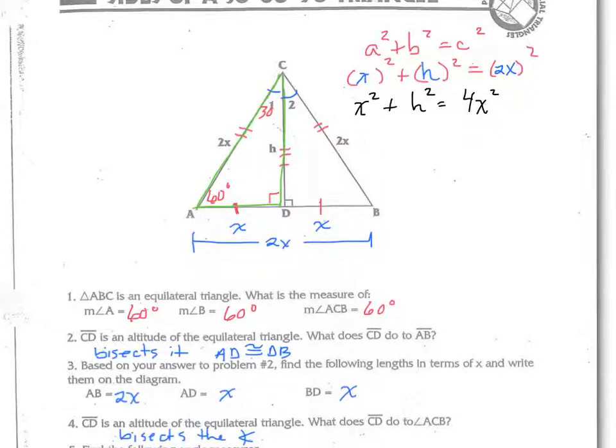I want to get the h squared by itself. So I want to subtract what? x squared. Actually, that's a like term, isn't it? So we're going to subtract x squared from both sides. So I get h squared is equal to 3x squared. Right? If I have 4x squareds and I subtract 1x squared, I get 3x squareds.